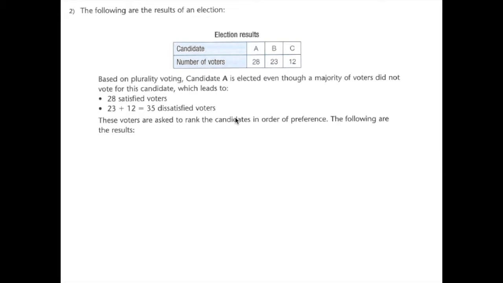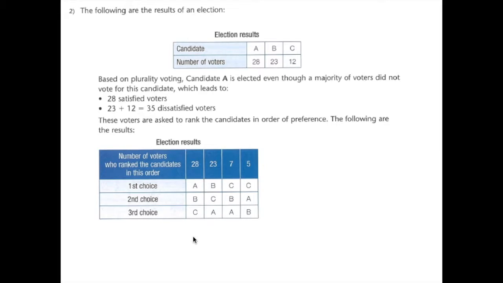The voters are asked to rank the candidates in order of preference. The following are the results. The same A, B, and C. We have 28 who picked A first, then B, then C. 23 picked B first, then C, then A. 7 picked C first, then B, then A. And 5 picked C, then A, then B.